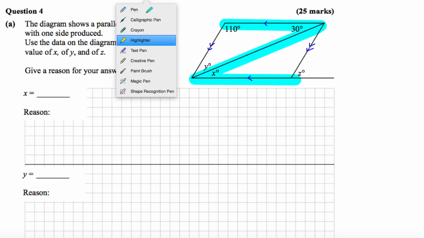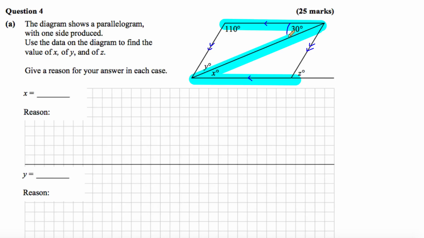When you have that situation, you can say that the angles enclosed by the Z are the same angle. So in other words, this X angle here will equal this angle up here, which is 30 degrees. So we call those angles, this one and this one, alternate angles. So the reason is that alternate angles are equal.